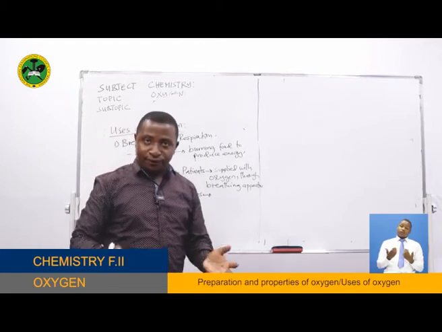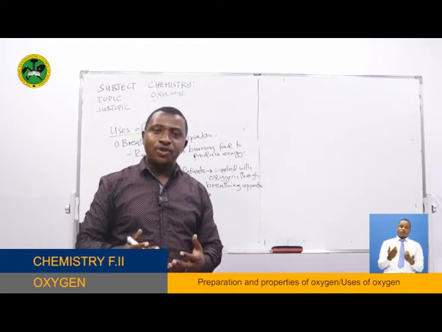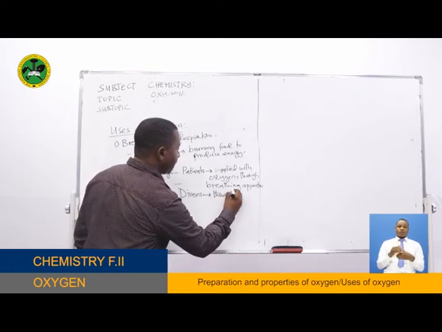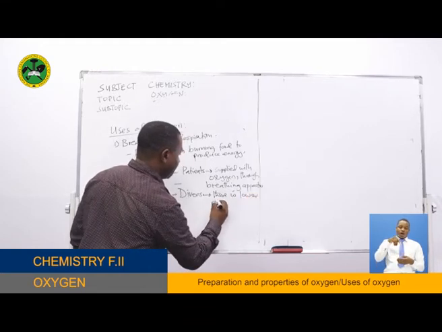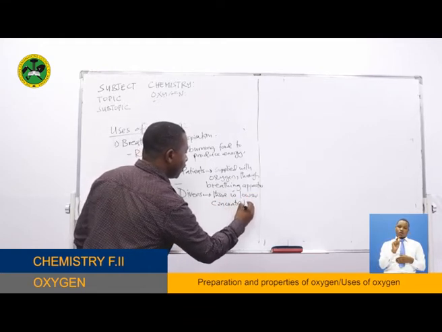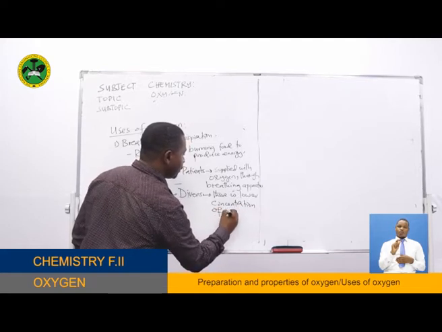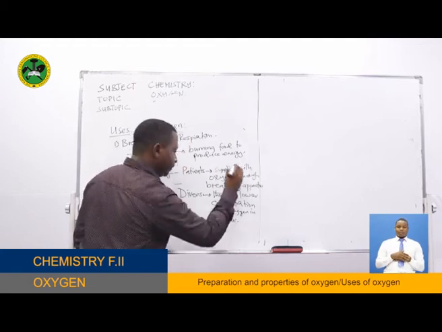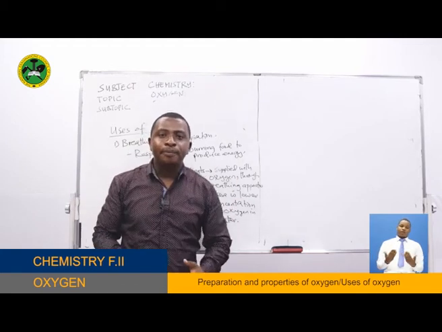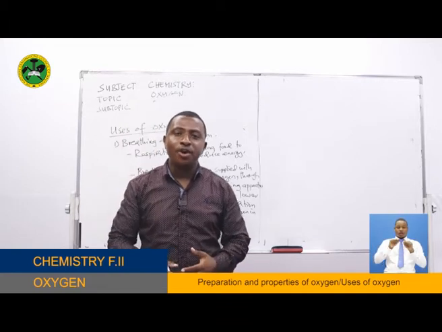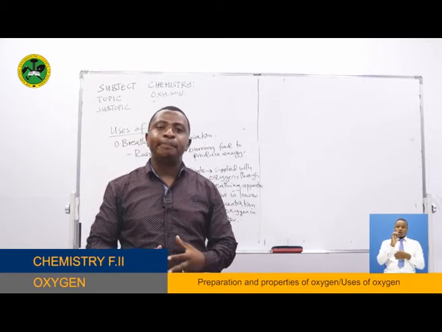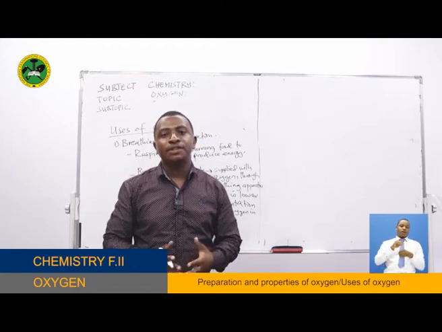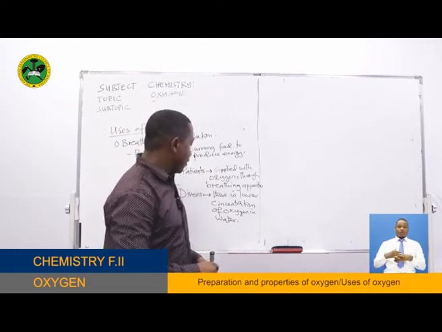You can now ask yourself why deep sea divers use oxygen. It's because there is a lower concentration of oxygen in water. Therefore, deep divers should go with oxygen cylinders so as to be supplied with oxygen for their respiration activities in their body.